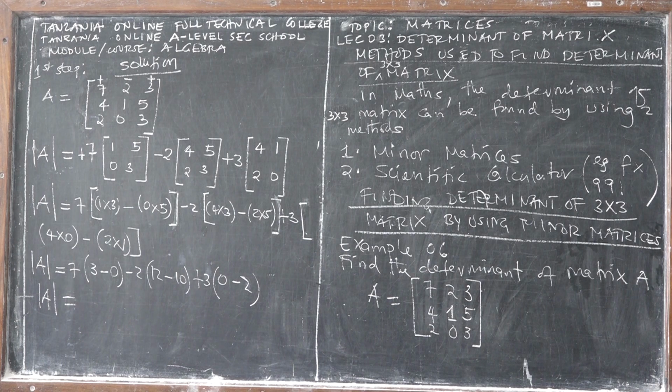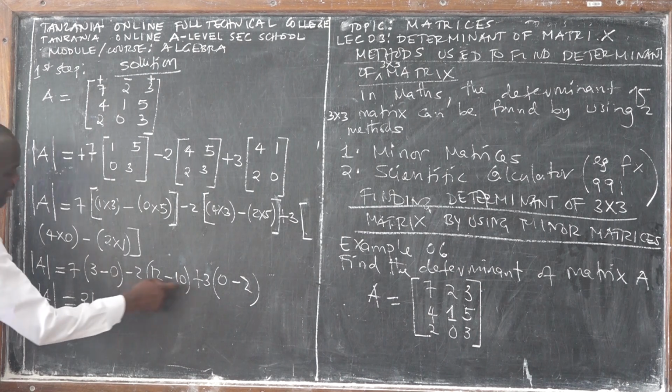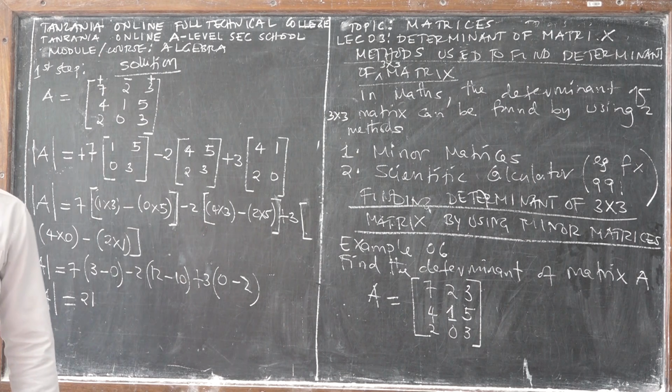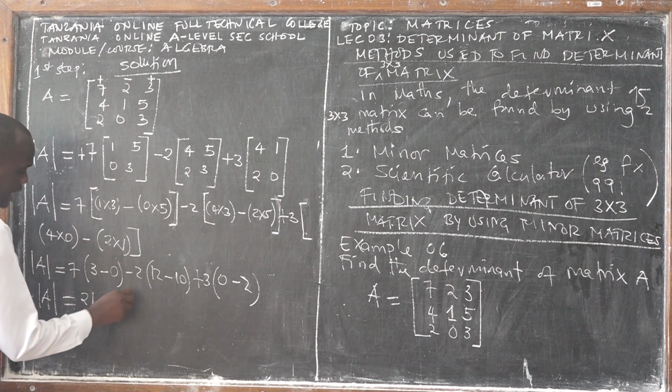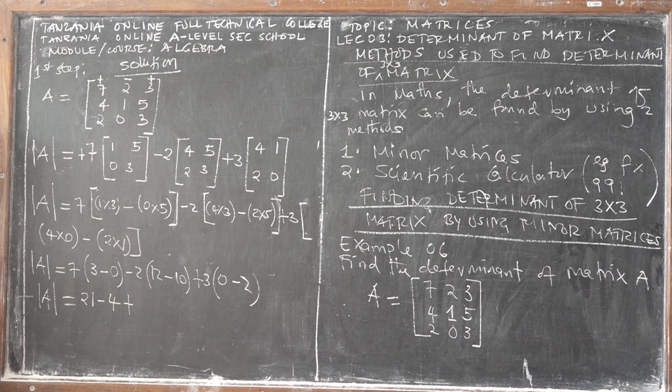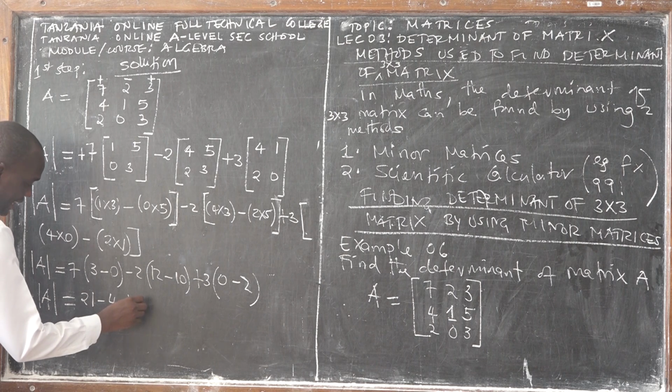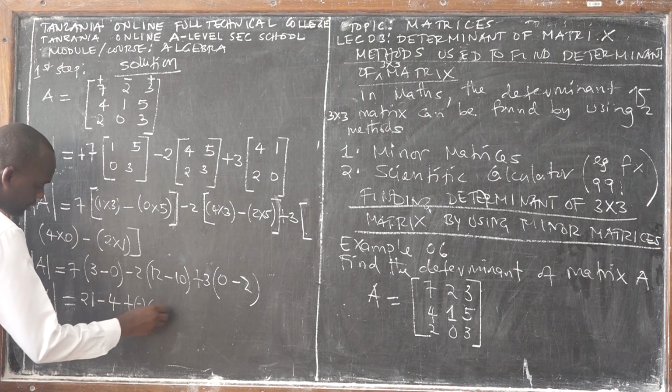I didn't say 3 minus 0. I know what you've prepared, so I will always challenge you. 3 minus 0 is 3. Okay, 3 times 7? 21. 12 minus 10? 2. 2 times 2? 4. Then plus 0 minus 2, negative 2 times 3? Negative 6.